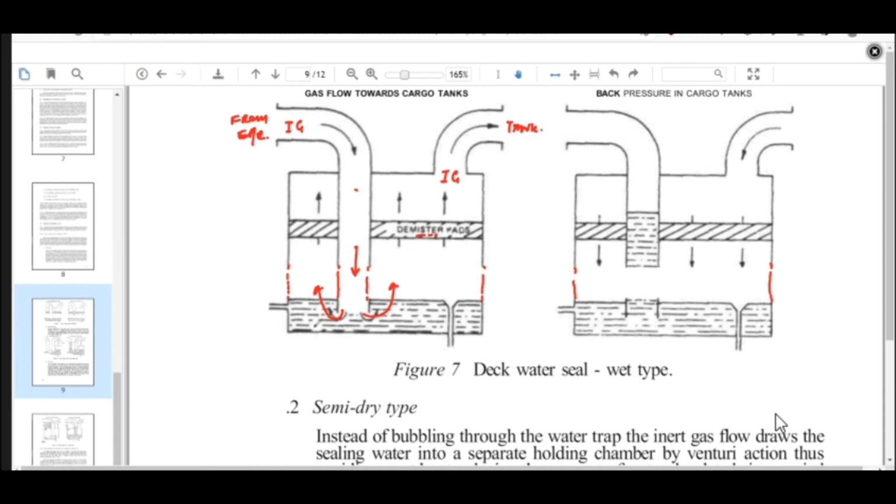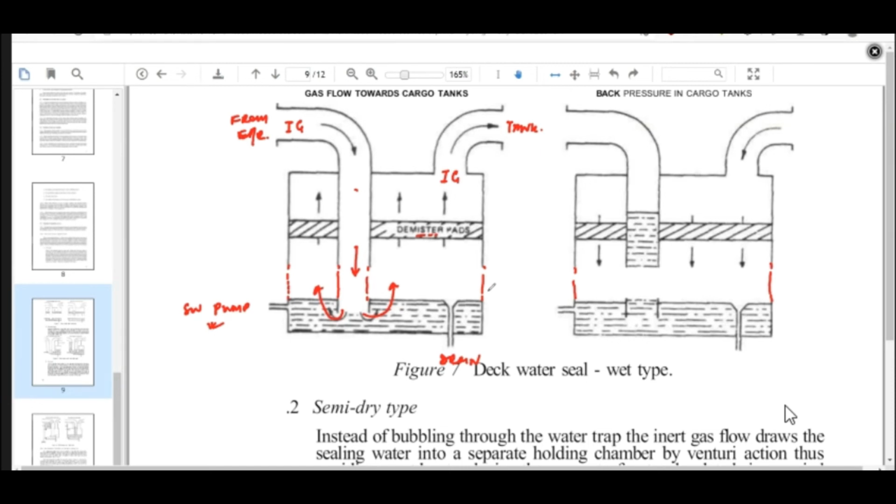Now, the water inside is supplied by a seawater pump supply system. There is a seawater pump which supplies the water here, and then there is a drain. The seawater pump supplies the seawater, and the drain is continuously open. So continuously the liquid level is maintained. You will have a small porthole through which you can see the liquid level. There can also be gauge glasses in which you can see the liquid level. This is how the wet type of seal works.